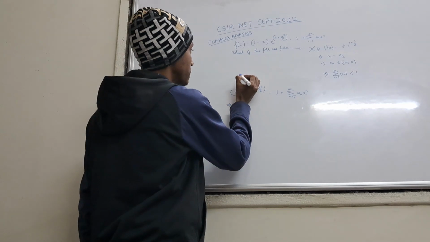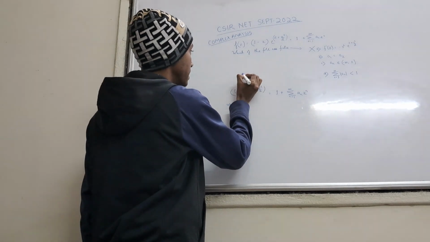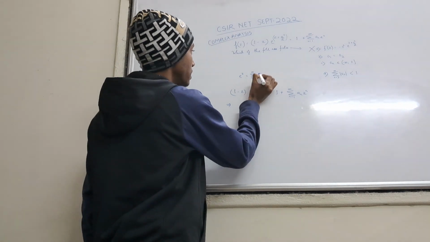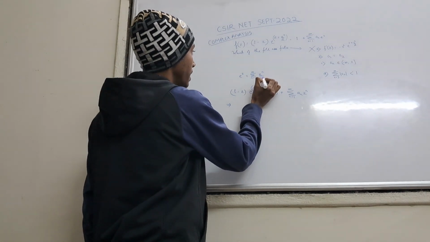We know that Taylor series expansion is what? E to the power z is nothing but summation n goes from 0 to infinity z to the power n by n factorial.